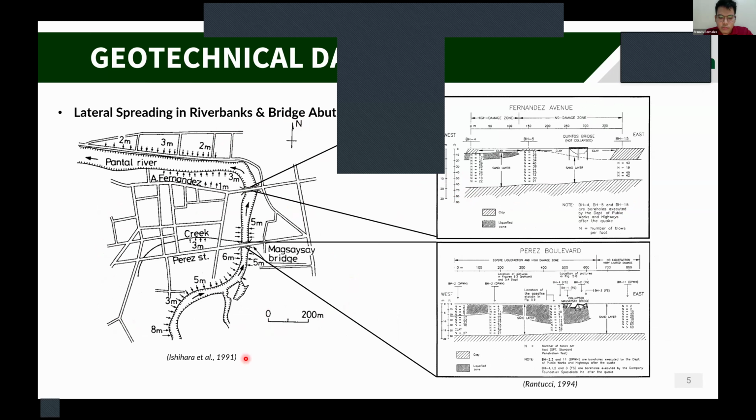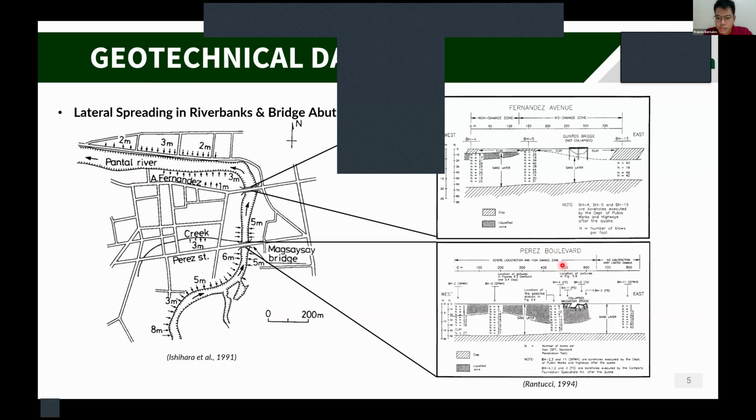In addition to that, there's also recorded lateral spreading in river banks and bridge abutments. A lot of Japanese researchers came to Dagupan City. One of those is, as we all know, Professor Ishihara, who investigated lateral spreading, and his group plotted a rough approximation of lateral spreading along this Pantal River, comparing the cases of two bridges. This one's called Magsaysay Bridge along Perez Boulevard, and then Quintos Bridge along Fernandez Street.